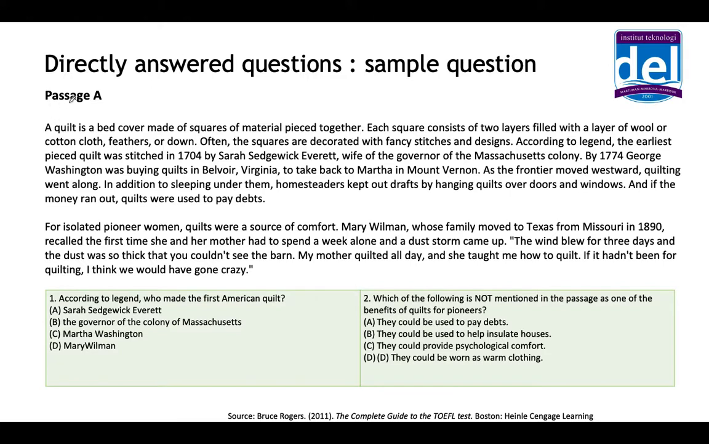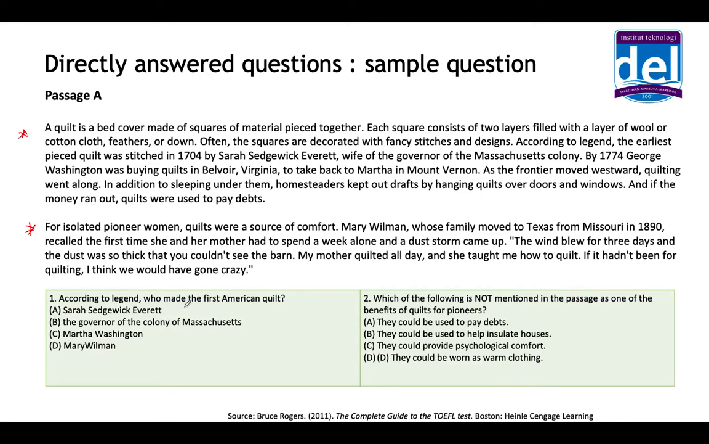Here we've got passage A and it consists of 2 paragraphs. As usual, what we need to do first is to identify the question. What kind of question is being asked? If we look at number 1, it says "according to the legend, who made the first American quilt?" The characteristic here is "according to the legend." If we find the words "according to," it means that the answer is actually explicitly stated in the passage.